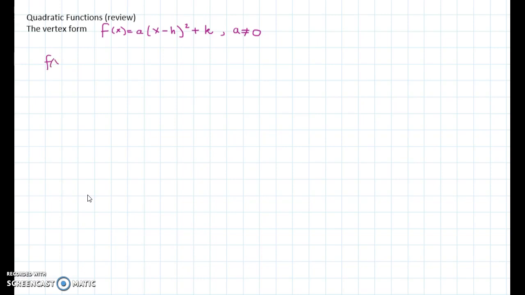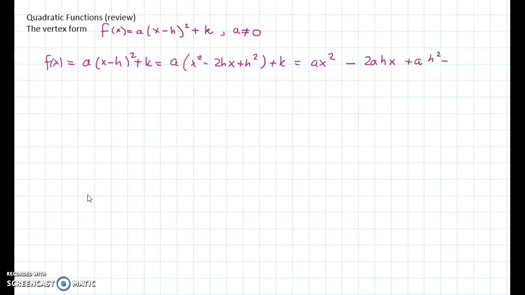So we are going to expand the values we have over here and see if we can write it in the form that we know quadratic functions are. So we're going to have x squared minus 2 times hx plus h squared, plus k. So this is a x squared minus 2ahx plus ah squared plus k. So that means that this is in fact a polynomial function of degree 2. Here this a is the main coefficient, which is different from 0 as we want.